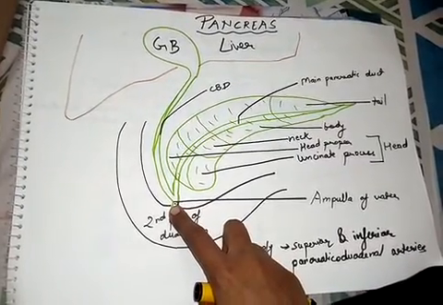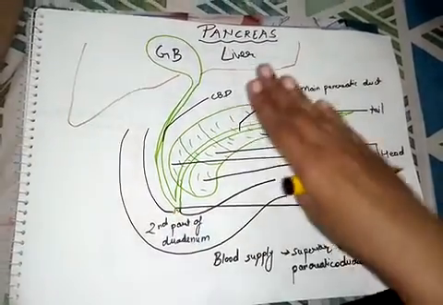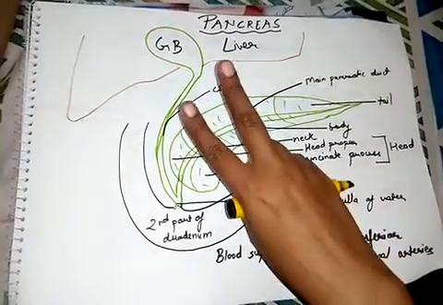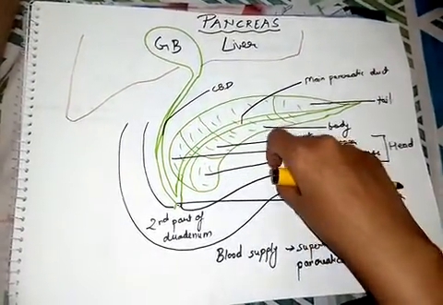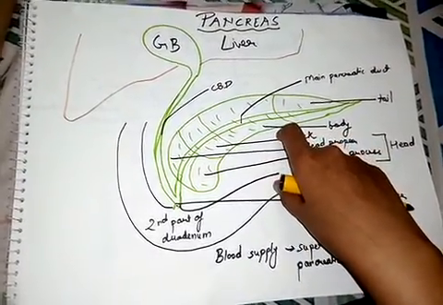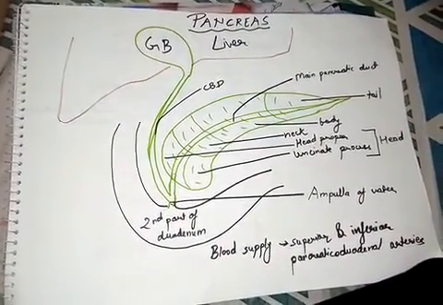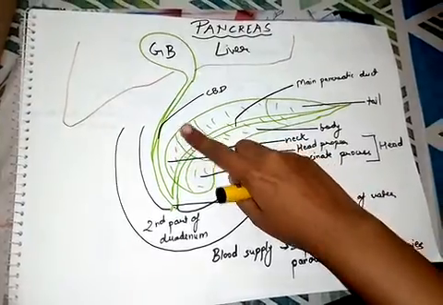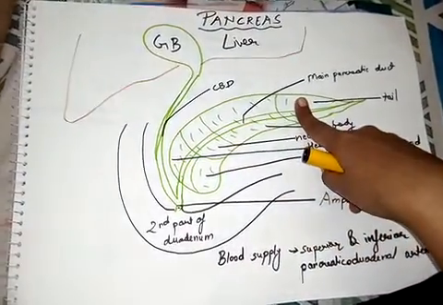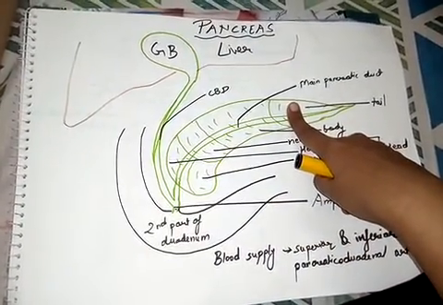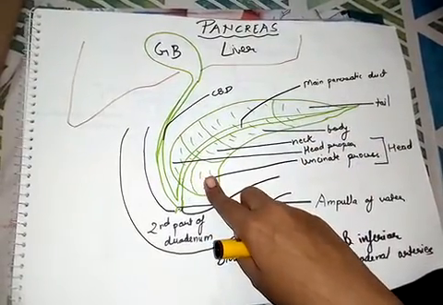If we consider some embryological aspects, this pancreas is derived from mainly two structures. First is dorsal pancreatic bud and the other is ventral pancreatic bud. The dorsal pancreatic bud forms superior part of head, neck, body and tail of pancreas, and the ventral pancreatic bud forms inferior part of head and uncinate process.